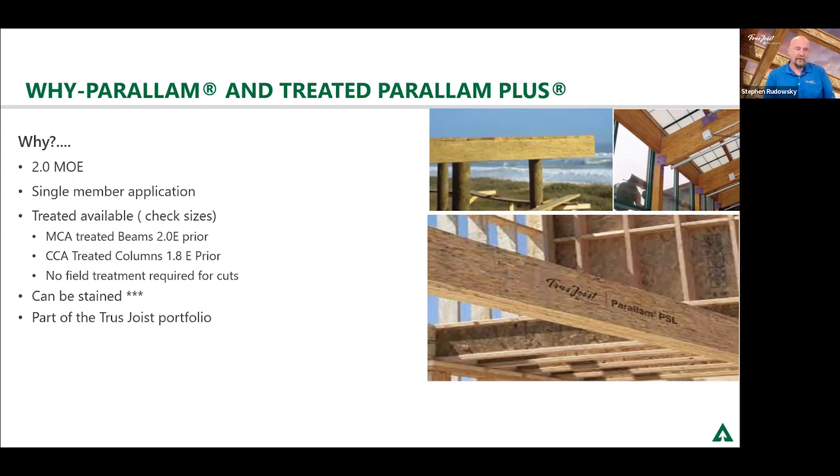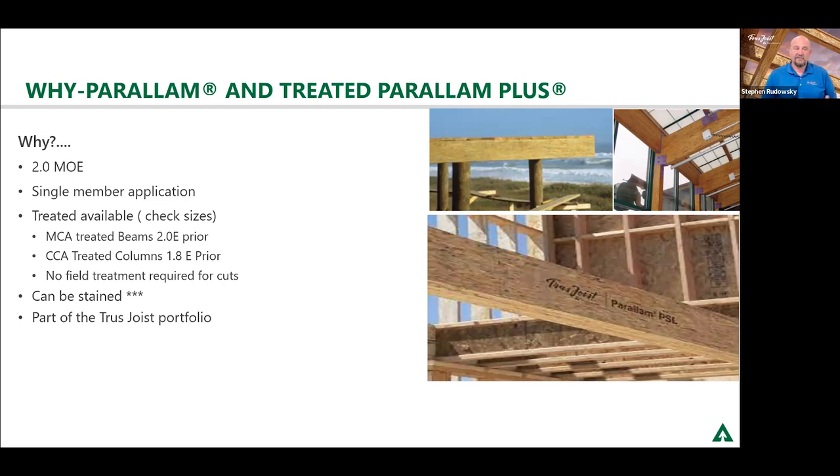But hopefully we'll be able to expand that, because this year we changed our treatment to MCA, which is micronized copper azole. And that beam is treated at a 1.8E prior. So you do lose some of the stiffness, and that's going to be with any pressure treated material. Once you introduce that pressure treatment, you do change some of the cell structure, and it is going to be a little bit more pliable.